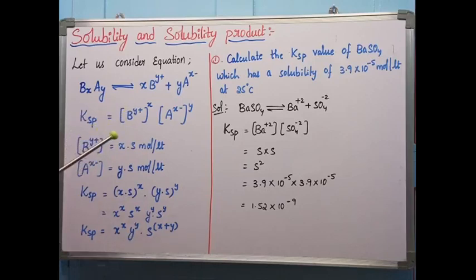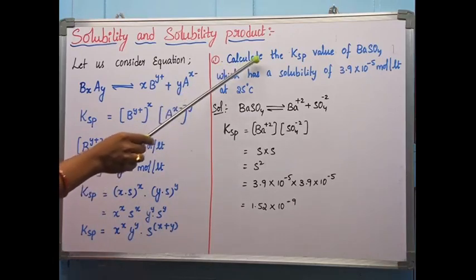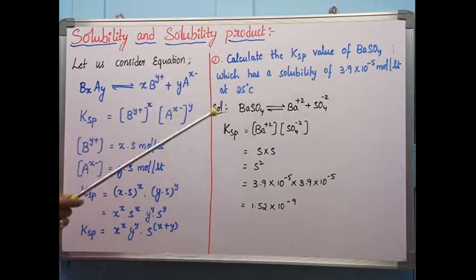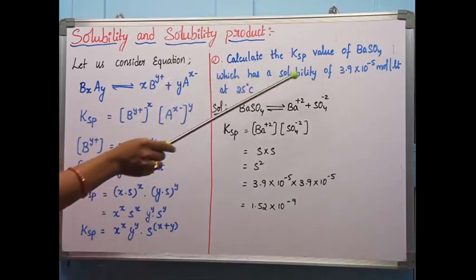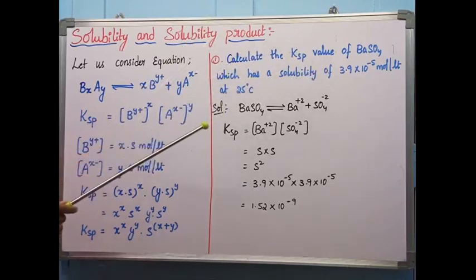In examinations, they may give you the solubility product and ask for the solubility. Otherwise, they'll give you the solubility and ask you to calculate the solubility product. First example: calculate the solubility product value of barium sulfate, which has a solubility of 3.9 into 10 to the power of minus 5 moles per liter at 25 degrees centigrade. So we are writing the solution for this.